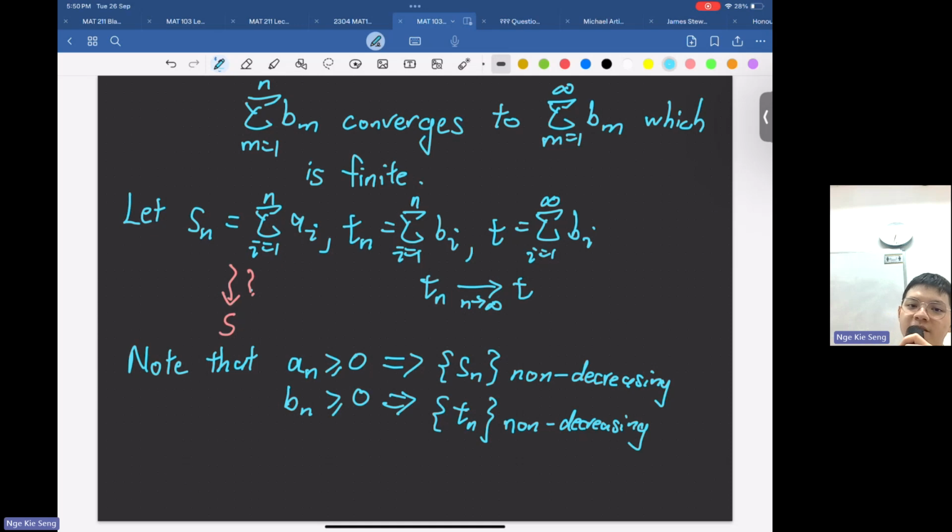A non-decreasing sequence is a monotonic sequence. You want Sn to converge, right? So when does a monotonic sequence converge?